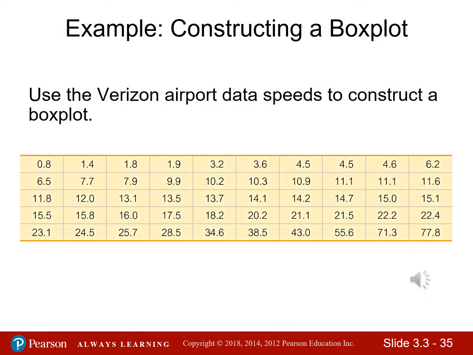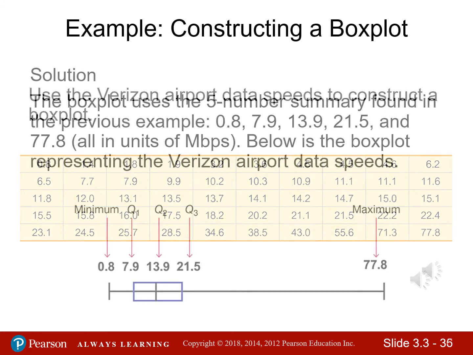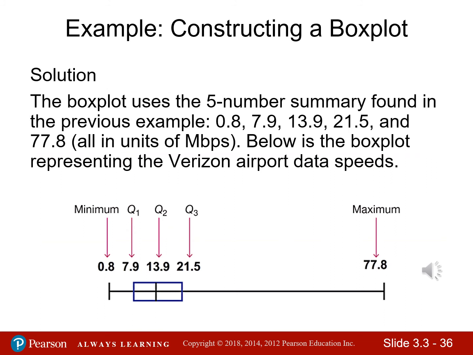Let's use our 5-number summary and construct a box plot for our Verizon Airport data. Using the 5-number summary for our Verizon data, we can construct our box plot. Recall that we have a minimum value of 0.8, our first quartile is 7.9, our second quartile or our median is 13.9, our third quartile is 21.5, and our maximum value is 77.8.